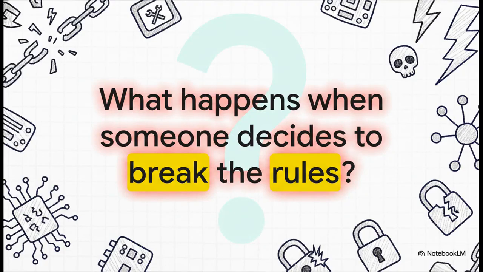When you get right down to it, it's an incredible system that's built on trust and cooperation. But that same interconnectedness, that reliance on a shared rulebook, also makes the whole thing vulnerable. So it begs the question, if the entire internet is built on everyone agreeing to follow a shared rulebook, what happens when someone, or something, decides to break the rules?